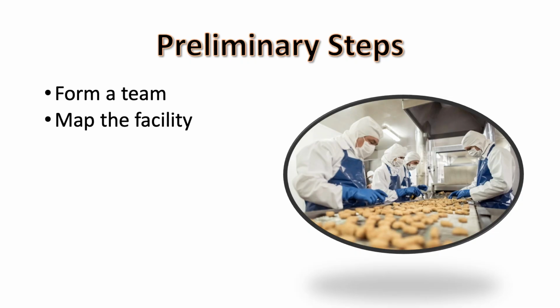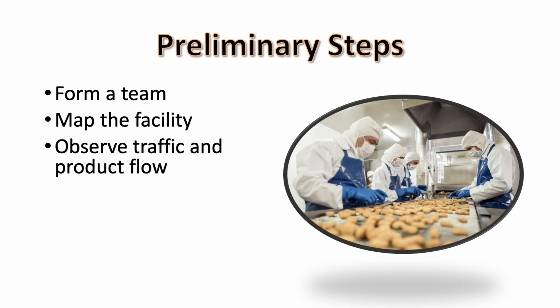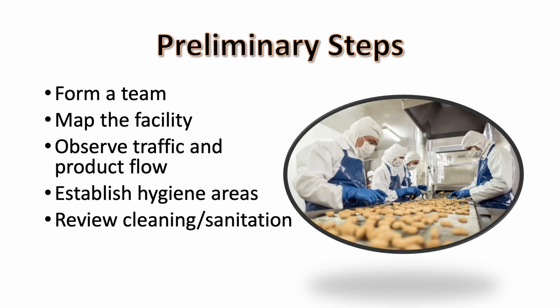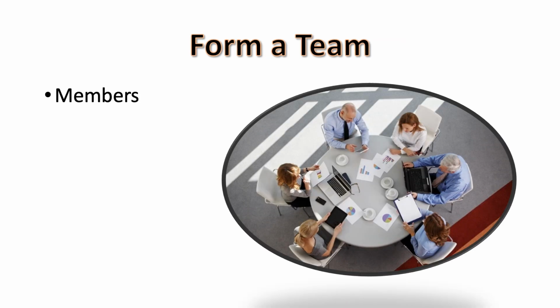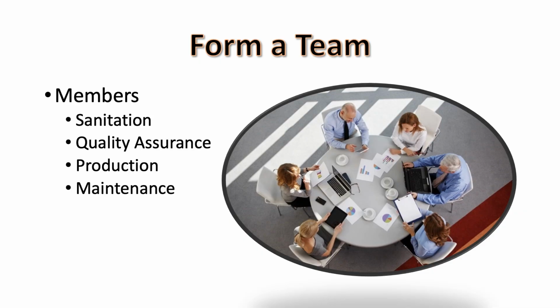In the preliminary phases, this group will map the facility, observe traffic and product flows, establish hygiene areas, review cleaning and sanitation programs, and provide recommendations for adjustments as appropriate. The team or committee that is tasked with establishing the pathogen EMP should be made up of members with diverse expertise. Examples of this expertise would be sanitation, quality assurance, production, and maintenance.